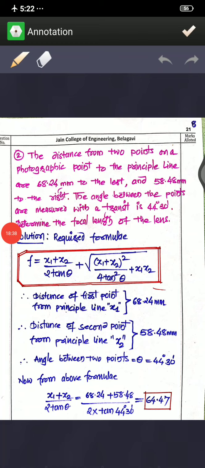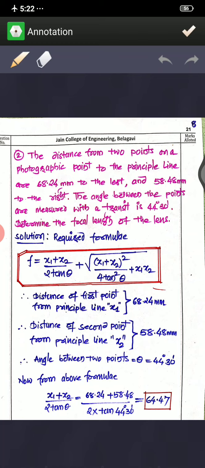Okay friends, so let's see the second problem. The distances from two points on a photographic point to the principal line are 68.24 mm to the left and 58.48 mm to the right. The angle between the points measured with a transit is 44 degrees 30 minutes. Determine the focal length. Now here xa and xb, meaning x1 and x2, are given, right?